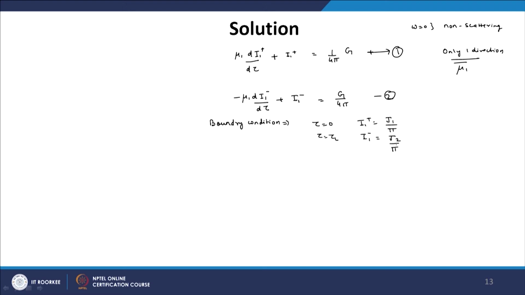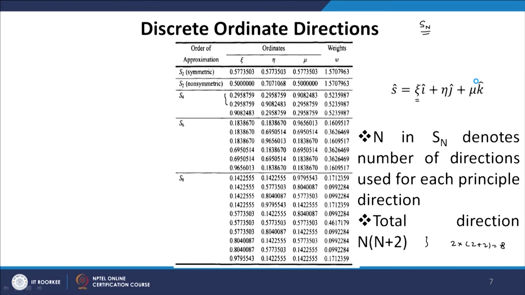So, these are the boundary conditions. Now, we have only one direction, mu 1, given by 0.57735. Remember, mu 1 is nothing but cos theta. So, this is a given direction and the value of mu 1 is 0.57735, as is given in this table also. So, this value we are taking as symmetric.